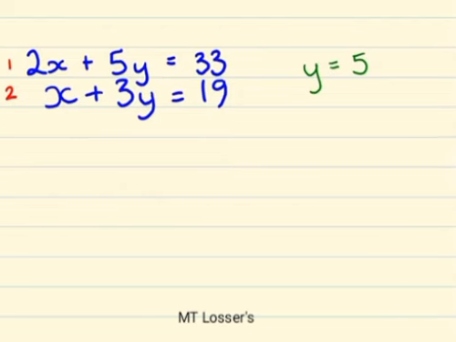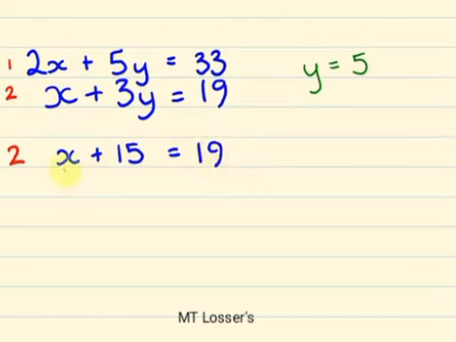Now what we do is we go in and we start substituting values. Substituting values means that where we see this y, we can pick one of these equations and, instead of having y there, we can put 5 there instead. So I'm going to do it for equation 2. This is what we're going to end up with. So x is still x, but instead of writing 3y, we can think of this as being 3 times 5, yeah? So x plus 15 equals 19.